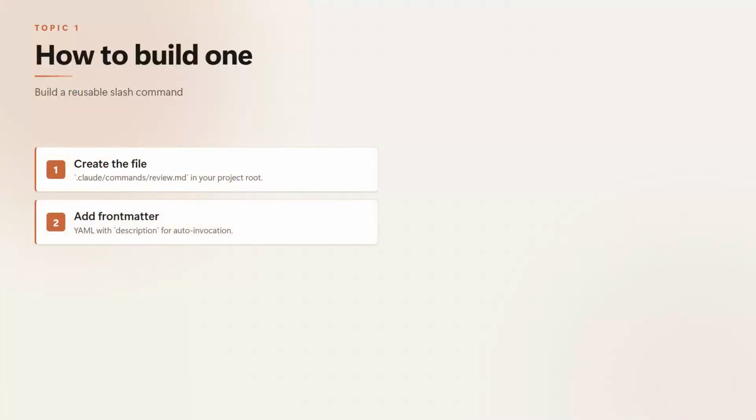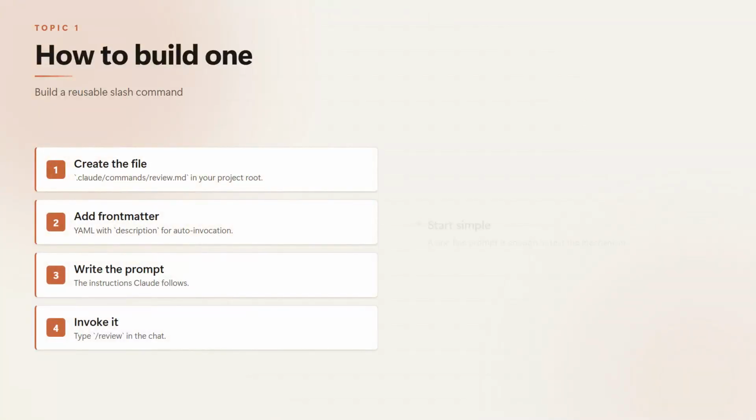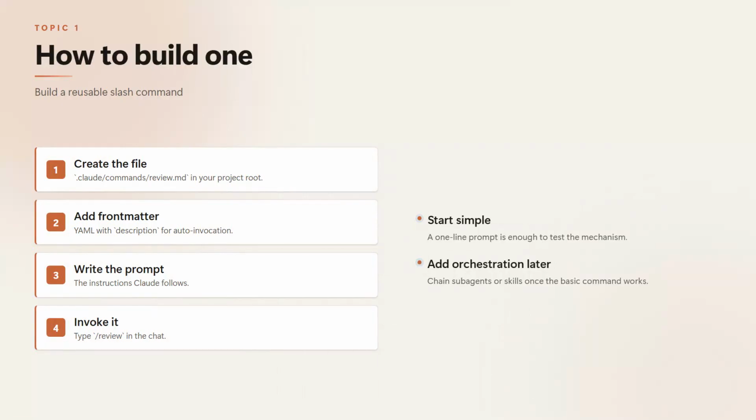Let's work through the worksheet's case. You create a file called review.md inside .claude/commands/. The body of the file is the prompt you want Claude to follow, maybe review this pull request for security issues and code style. You can add YAML frontmatter at the top with a description field, like Code Review Assistant. That description is not just documentation, Claude Code uses it to auto-invoke the command when a task matches.